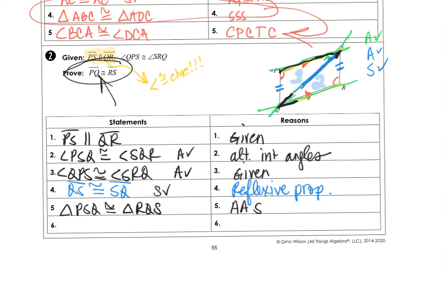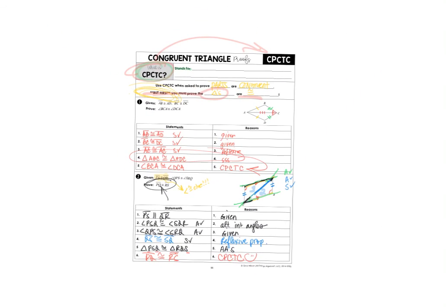Those triangles are congruent by angle, angle, and side. Let's make sure it's not ASA. So it was this angle, and this non-included side. So it is AAS. And then as a result, let's make sure everything matches. We had to prove that side PQ is congruent to side RS, and it does match. So PQ is congruent to RS, and that is by CPCTC.